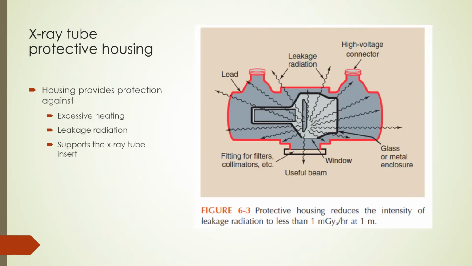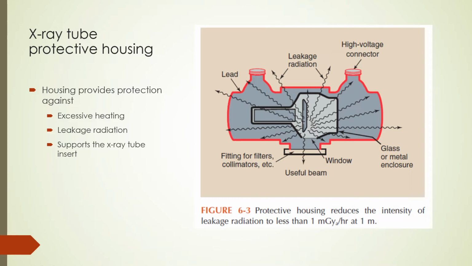Let's now look at the protective housing that surrounds the X-ray tube. This slide shows the X-ray tube housing. The tube housing supports, insulates, and protects the X-ray tube insert from the environment. It's not shown in this figure, but between the tube insert and housing is oil that provides heat conduction and electrical insulation. In many radiographic tubes, an expanding bellows system allows the oil to expand as it heats up.